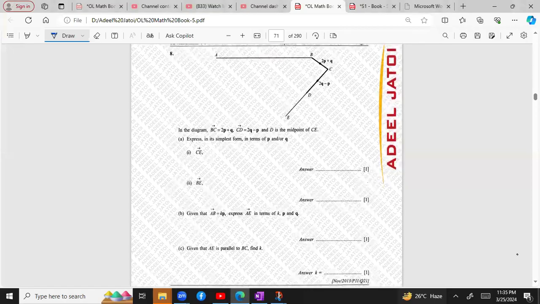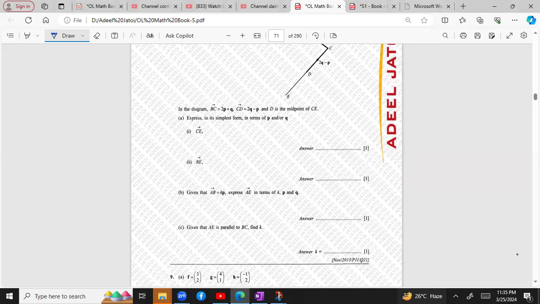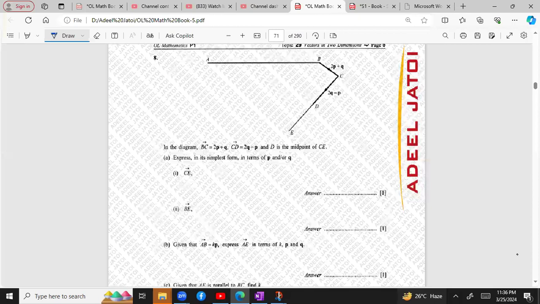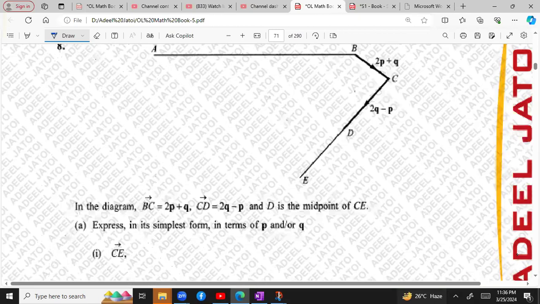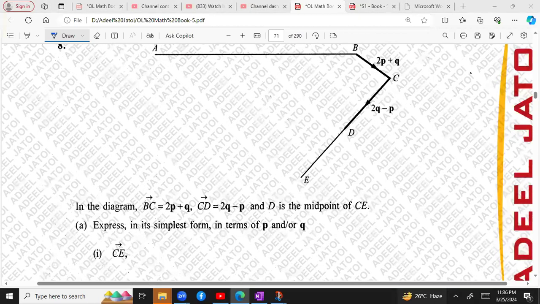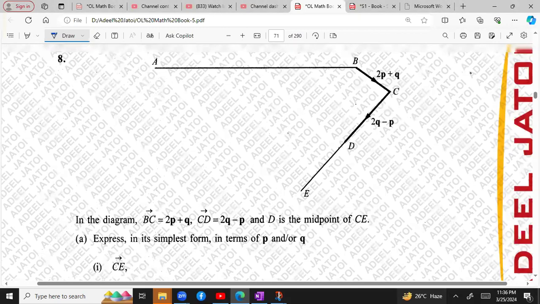Okay, this question is from November 2013, paper 1-1, question number 21. So let's just zoom into the question. What does the question say? It's very important to go through the question.